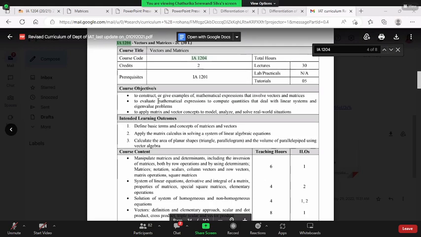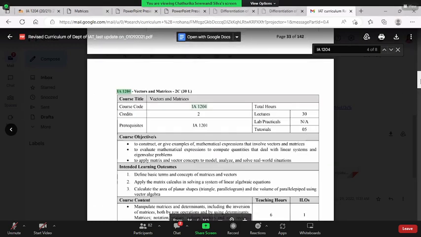The course objectives are to construct or give examples of mathematical expressions that involve vectors and matrices, to evaluate mathematical expressions to compute quantities and deal with linear systems and eigenvalue problems, and to apply matrix and vector concepts to model, analyze, and solve real-world situations. The intended learning outcomes are to define basic terms and concepts, apply matrix calculus in solving systems of linear algebraic equations, and calculate area of planar shapes and the volume of a parallelepiped using vector algebra. Right. Under that, these are the course contents.